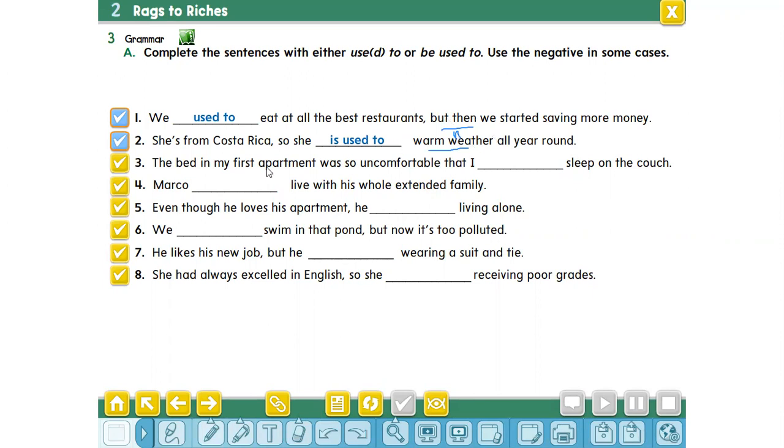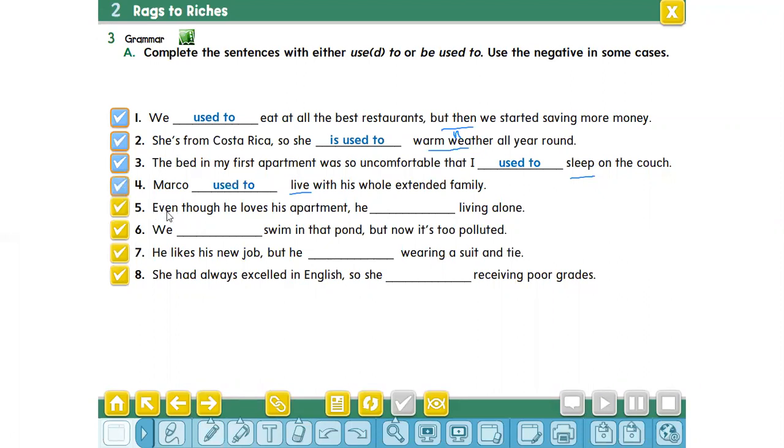Okay. Number 3, the bed in my first apartment was so uncomfortable that I used to sleep on the couch. What about the verb here? It's in the base form. Sleep without any addition. So I use used to. Very good, my dear student. Used to. Number 4, Marco used to live with his whole extended family. The verb here is live, base form. Very good. So we use used to.